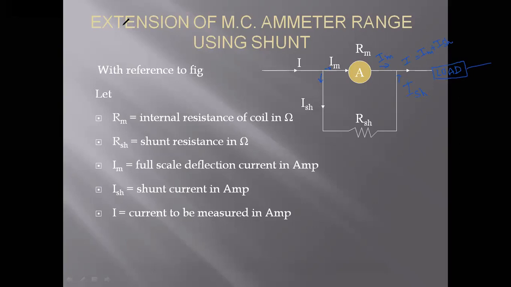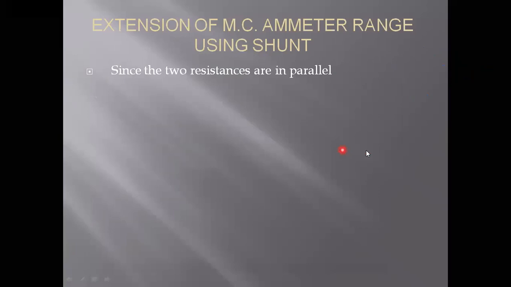Hope you are clear with this. So since the two resistances are in parallel, voltages will be same. So ISH RSH is equals to IM RM.